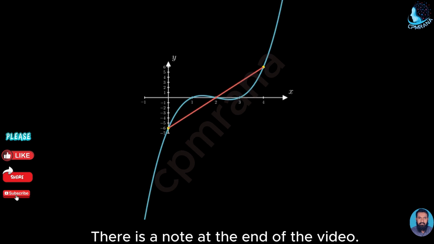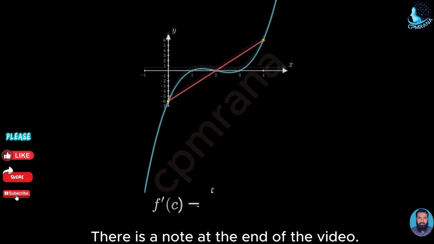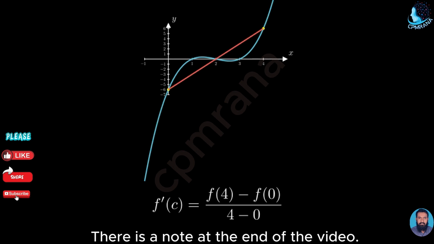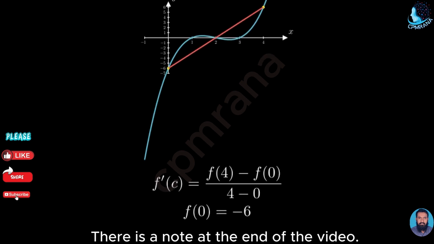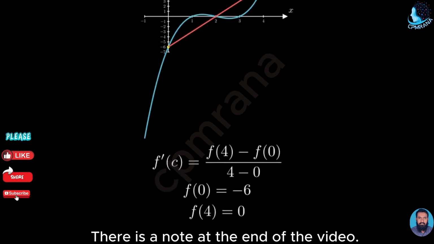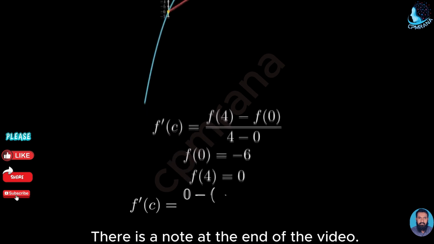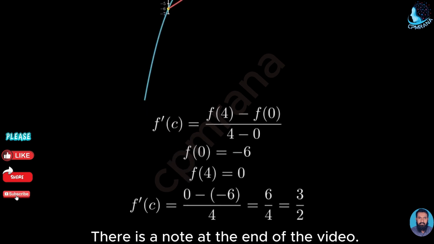By the mean value theorem, f prime of c equals (f of 4 minus f of 0) divided by (4 minus 0). Let's calculate these values. f of 0 equals negative 6 and f of 4 equals 0. Plugging these values in, we get that f prime of c equals 6 over 4, which simplifies to 3 over 2.